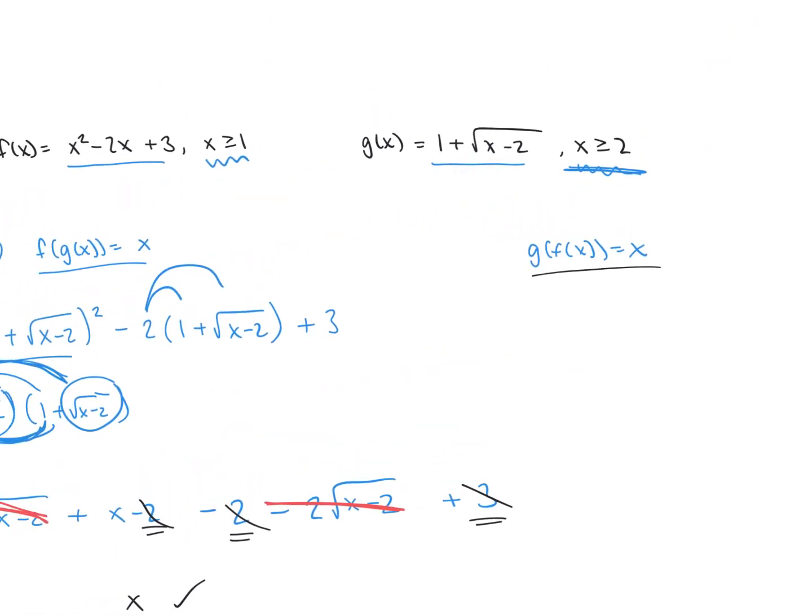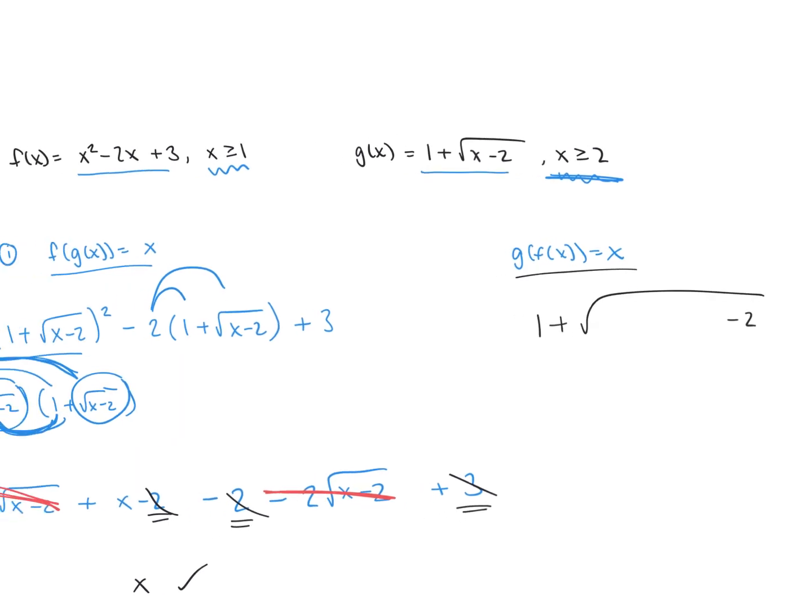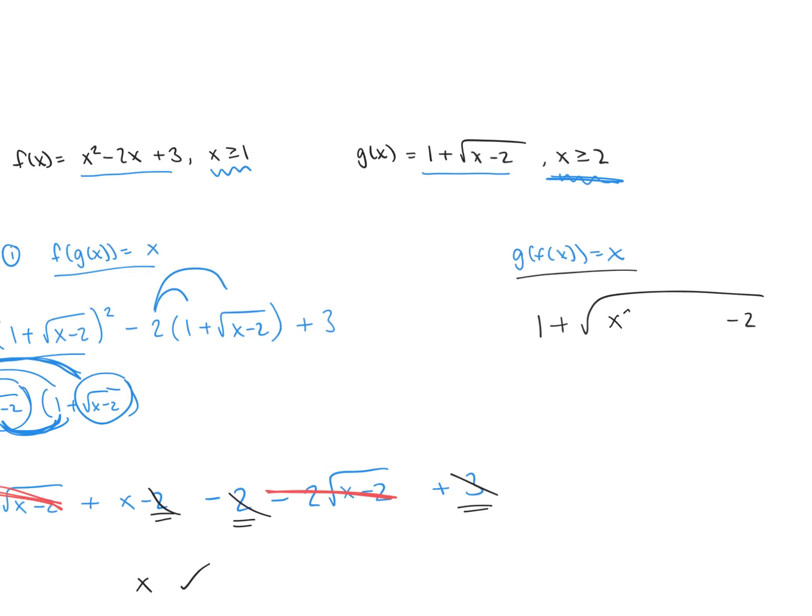We're going to put f of x inside of g of x. So g of x is 1 plus the square root of x minus 2. And for x, we're going to put x squared minus 2x plus 3. That's the f of x, okay? I'm going to add those like terms.